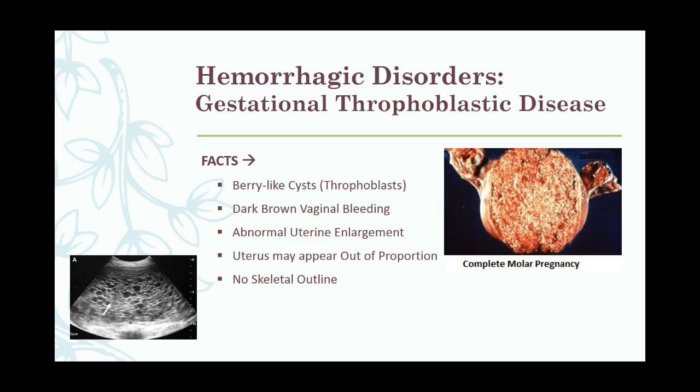Here is a picture of a complete molar pregnancy. Remember that we had several different words that described gestational trophoblastic disease. This was the complication in which the cells continued to divide over and over and over again, and then created this kind of grape-like trophoblastic structure inside the uterus. These are the people who are at a very great risk for cancer.